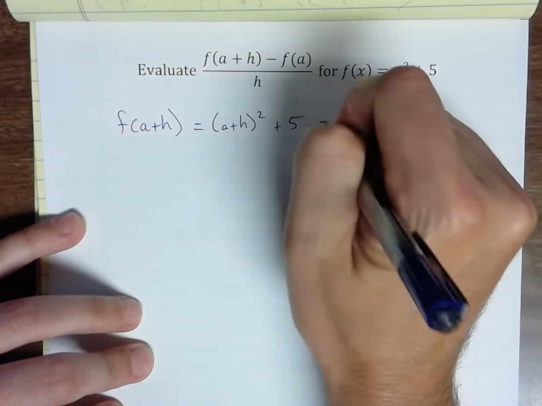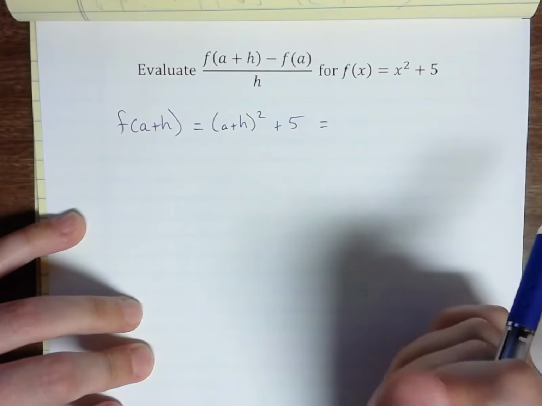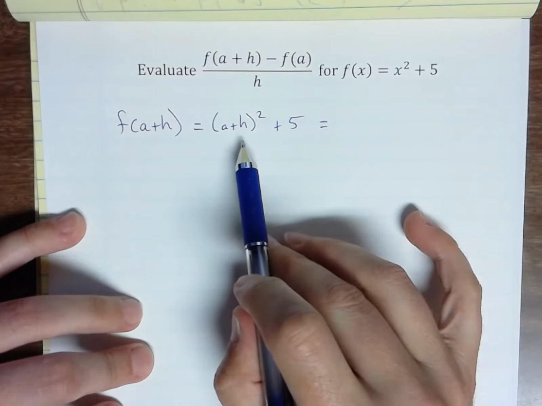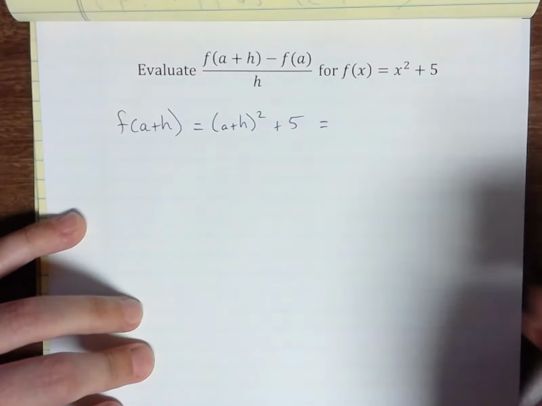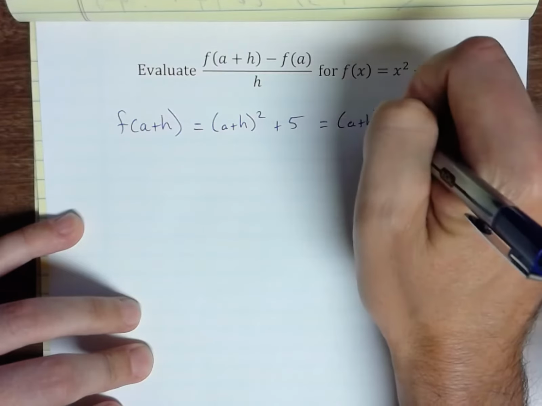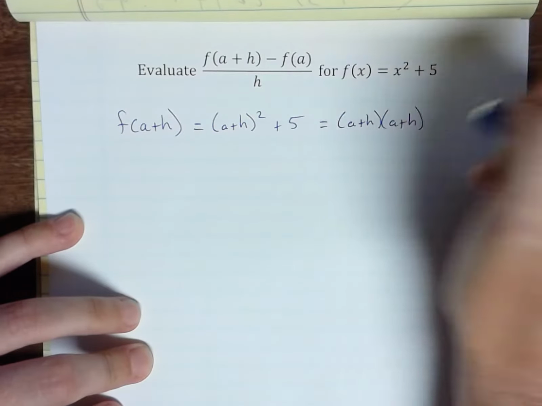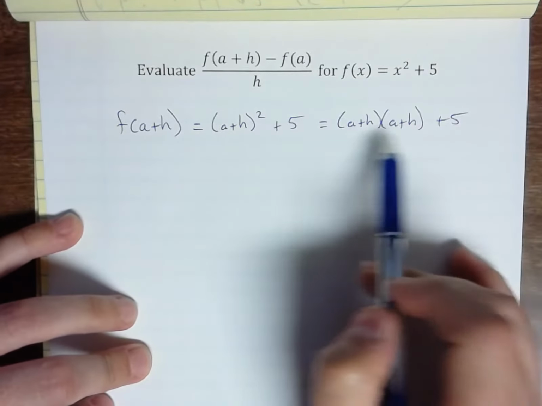So a plus h squared, here's a really common error I'll see pop up. I'll get students who just write, oh, that's a squared plus h squared. Well, we're missing something if we do that. So remember, that means a plus h times a plus h. So you need to multiply this out.